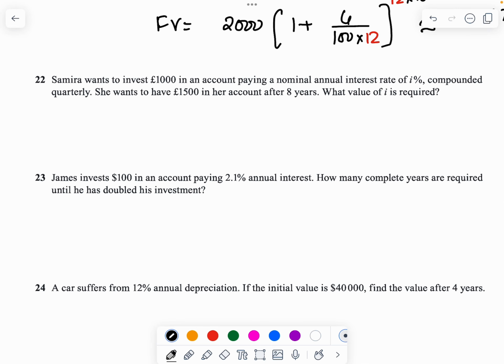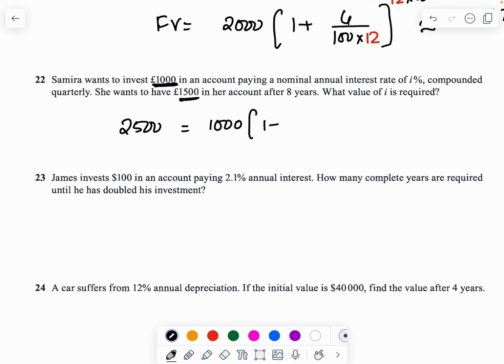Samira wants to invest 1,000 in an account paying a nominal annual interest of I%, compounded quarterly. She wants to have 1,500 in her account after 8 years. What is the value of I required? So she wants to have 1,500 as interest. She wants to invest 1,000. So totally she will be having 2,500.